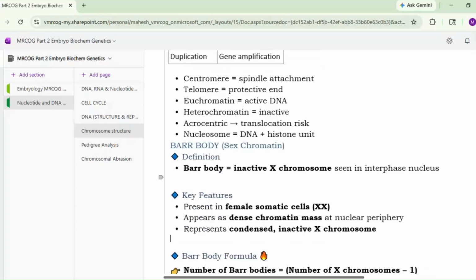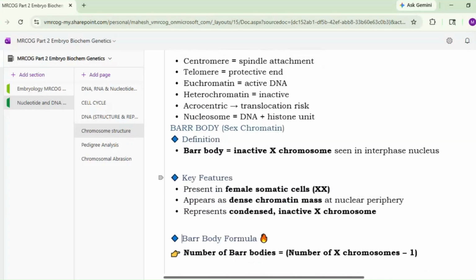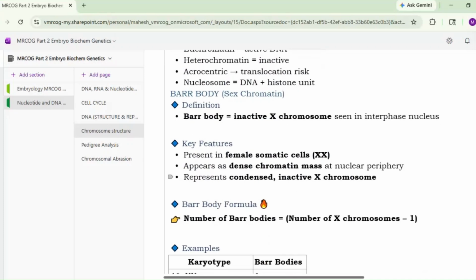It is present in the female somatic cells. It appears as a dense chromatin mass at the nuclear periphery. It represents the condensed inactive X chromosome. Okay, so Barr body formula. There is a formula for the Barr body: number of X chromosomes minus 1. Depending upon the number of X chromosomes minus 1, there will be that number of Barr bodies.